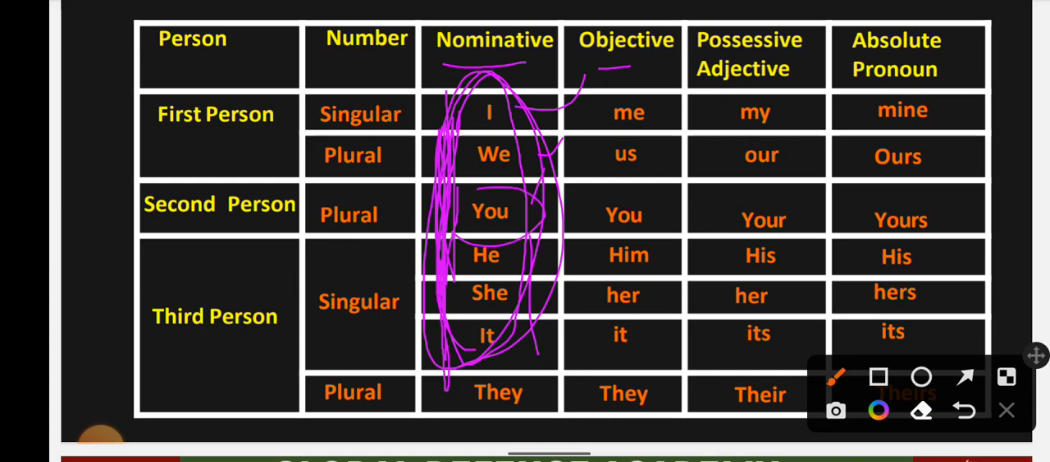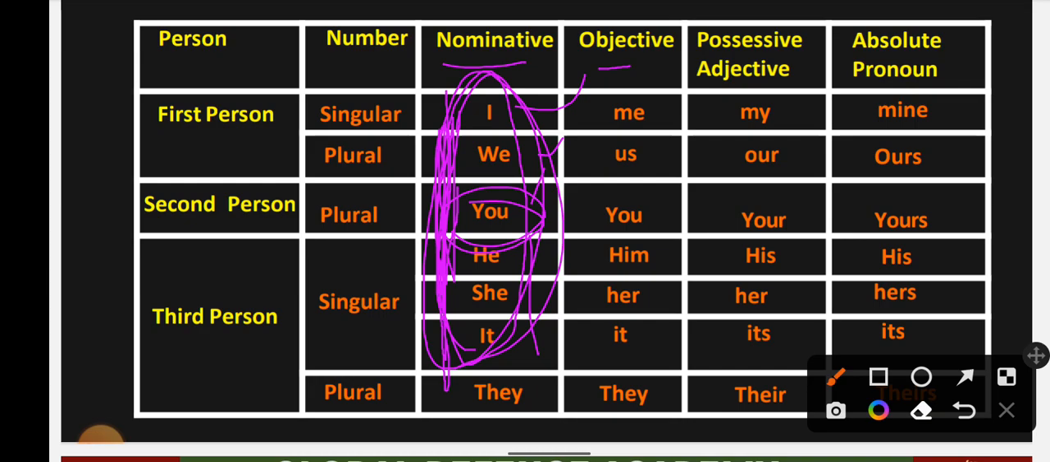You can be used in both subjective case as well as objective case. Have patience, I will clear objective case, possessive case, and absolute pronoun as well. By the way, coming to the point, what we have discussed is nominative case. What is nominative case? In a simple manner, we can say nominative case is that pronoun which is used as a subject of a sentence.